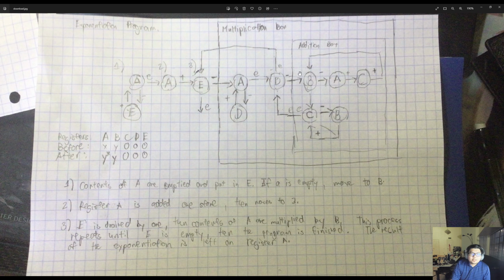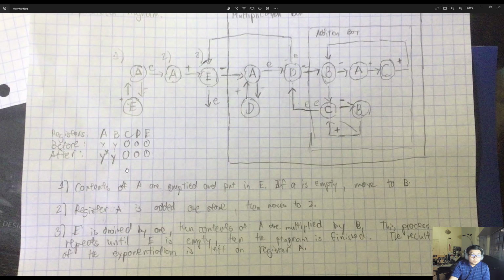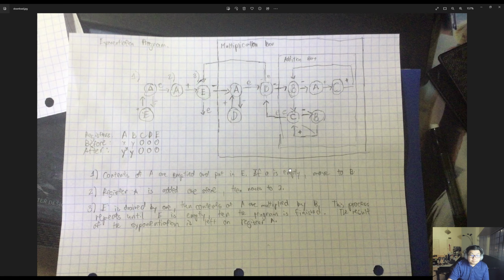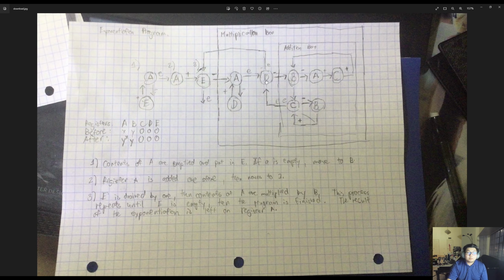For subprogram 3, this 1 stone is deducted from register E, and then A and B are multiplied together. So for the preceding setup, after that we're going to have y, 0, 0 and then x minus 1, and the process continues until E is empty. In that case, the exponentiation process has finished, and we are left with y raised to x in register A and y in register B. So that is the program that I wrote for problem 7.2.3.